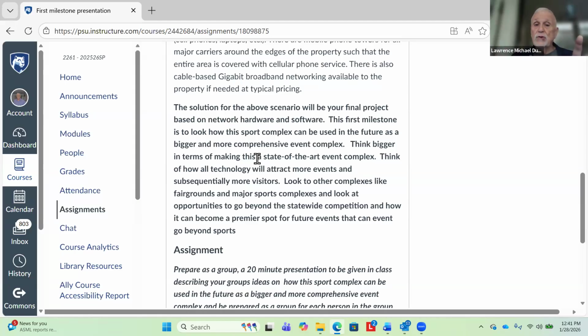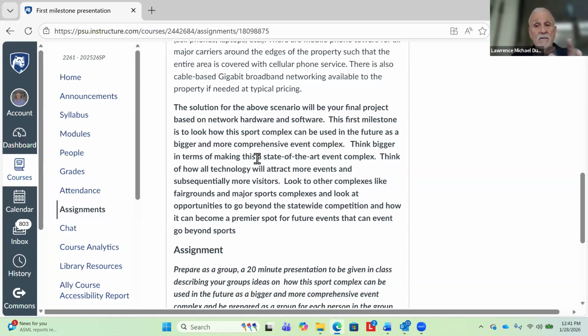Your first milestone is to look at how this sports complex can be used in the future as a bigger and more comprehensive sports complex, because you're doing investment on this. They're building this sports complex, and you have to think bigger in terms of making this a state-of-the-art complex where, instead of just a sports competition, there could be high school sports, like maybe football state championships.